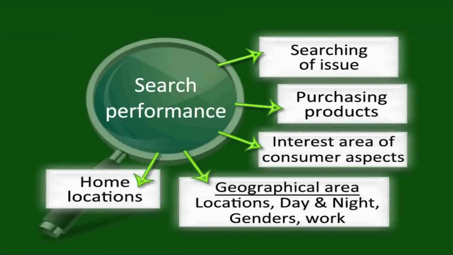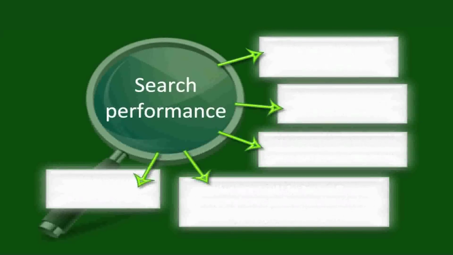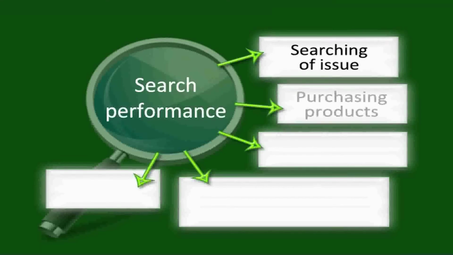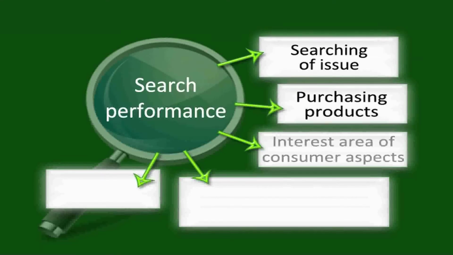Advertising is basically targeted to audiences, where we have to relate to behavioral variables, that is, the search performances of the audiences. What are the basic issues the audiences are searching? What kinds of products are they purchasing? And what are the interest areas where they are reading and related?